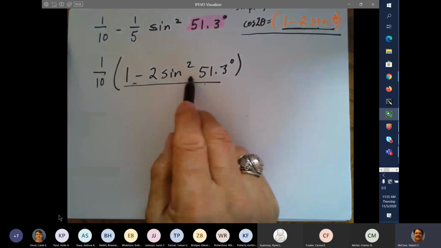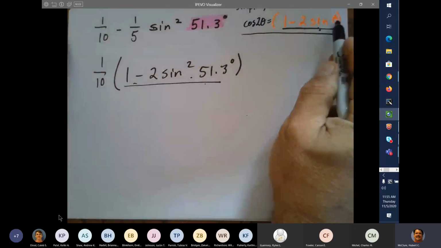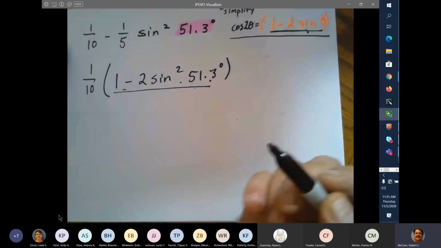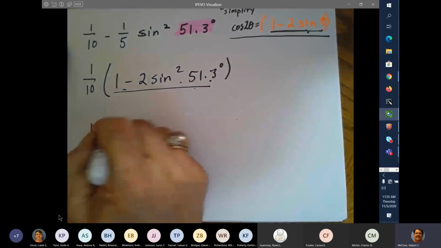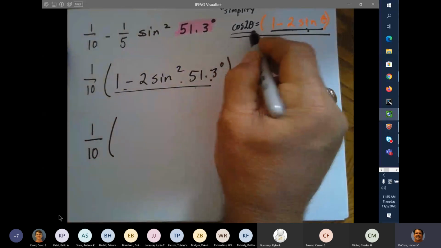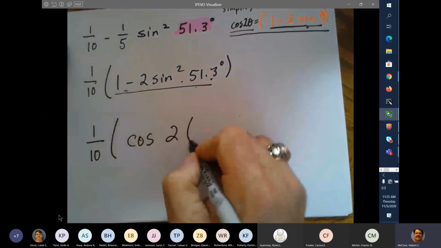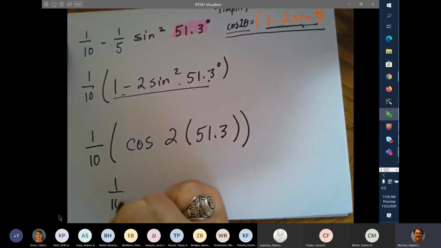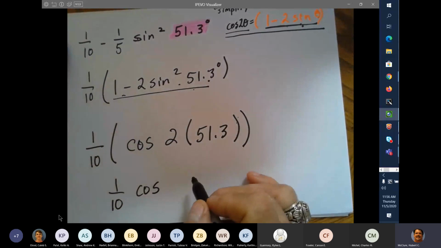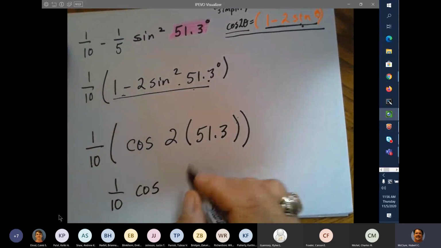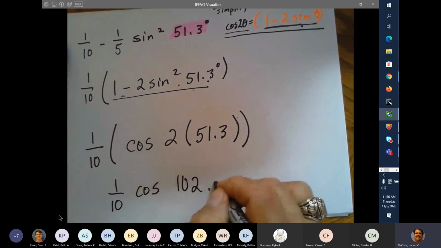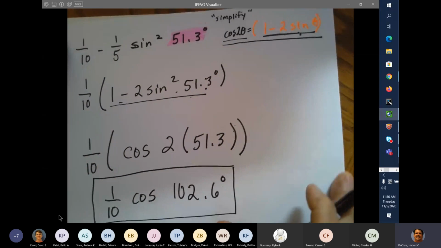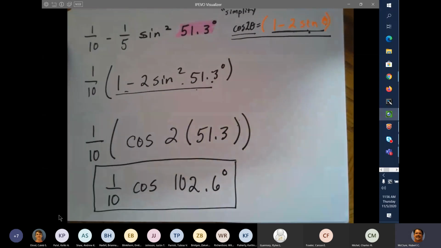So if that is equal to this, then theta is 51.3, and you just take that 51.3 and plug it in for theta. So 1/10 times the cosine of 2 times 51.3. And that's 1/10 cosine. What is that? 50 and 50, that's 102.6. Does that sound right? Now that's a test question, or it could be a test question.